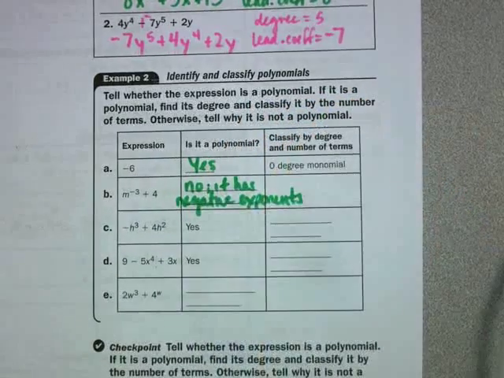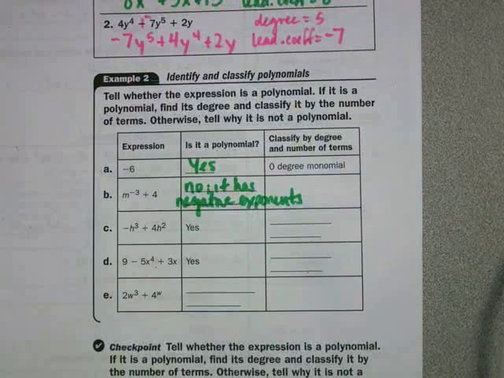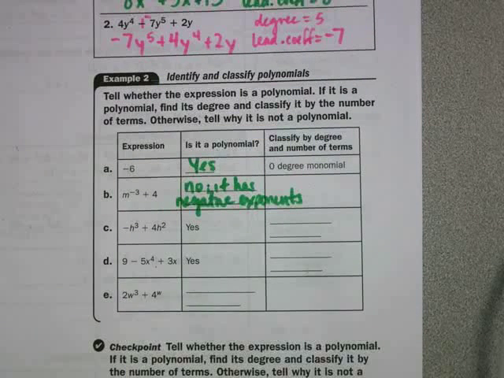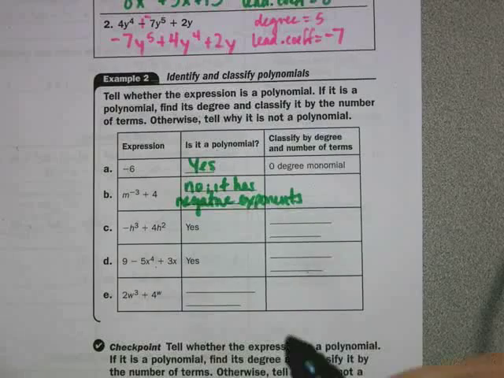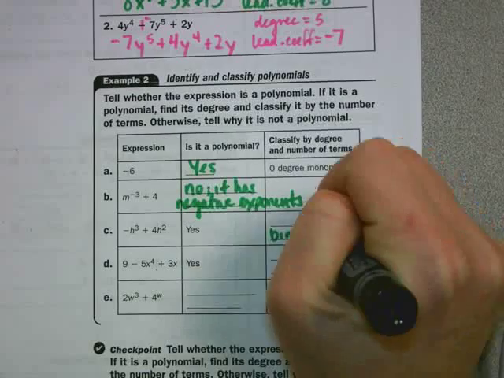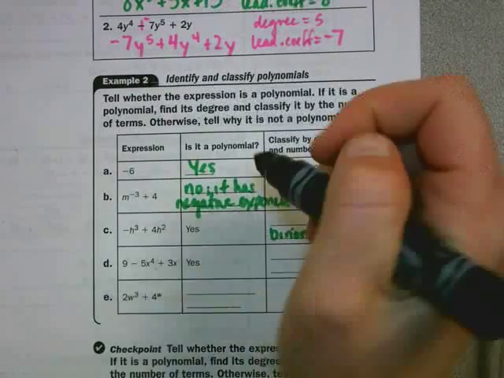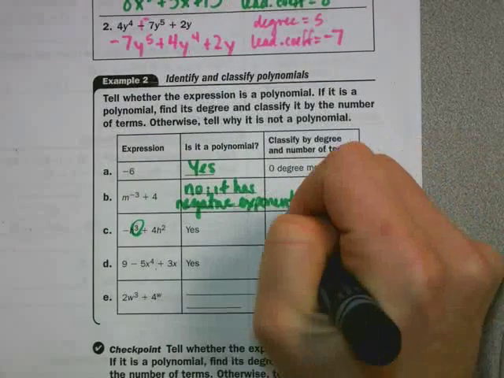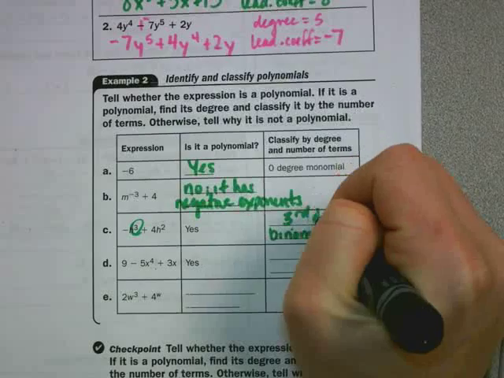All right, the next guy, they filled in the yes. Yes, this is a polynomial. What kind of polynomial is it? There are two terms, so it is a binomial. And what degree is it? It's the third degree. The greatest power was 3 there, so third degree.